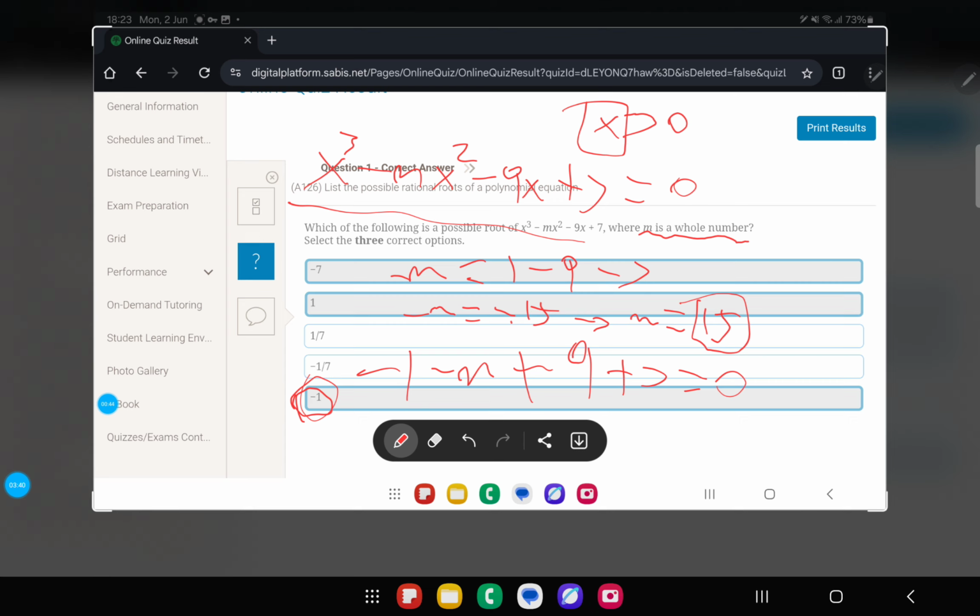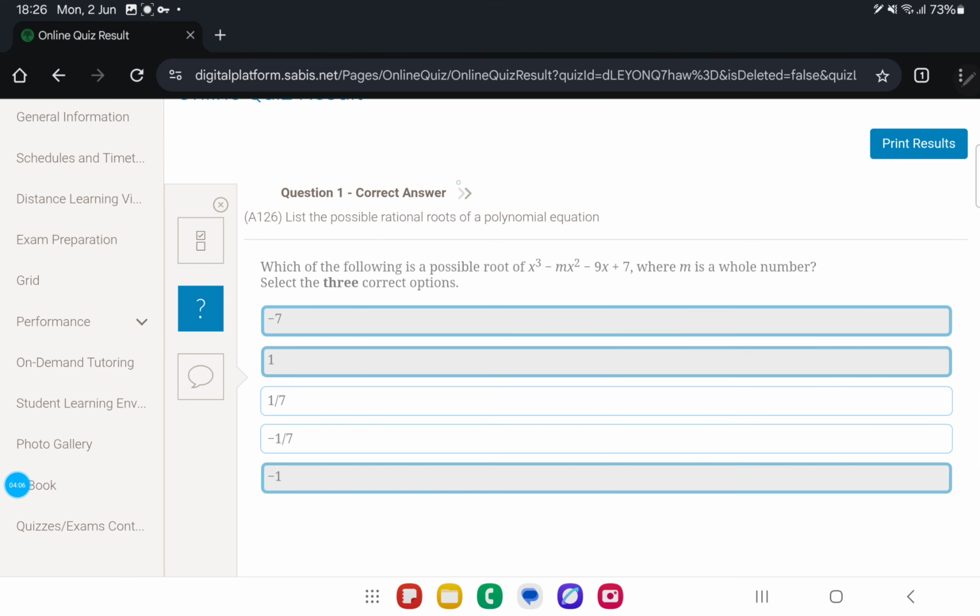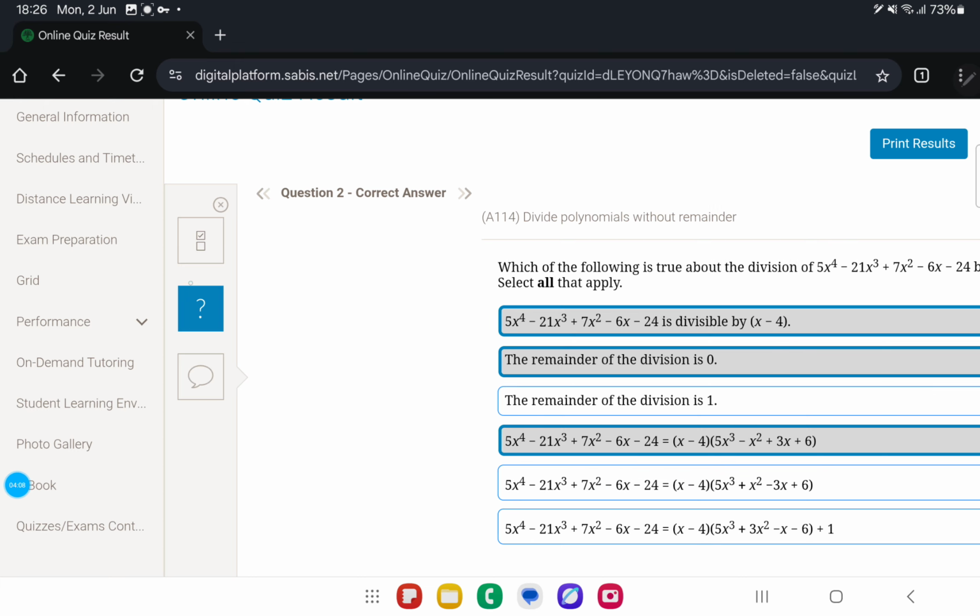Now, I'm not going to solve the other ones to avoid wasting time. The other ones all give wrong answers. They either give you negative answers, which is impossible, or fractions, which cannot work because they defy the rules for rational roots. They're not rational roots. That's basically it. So the correct answer, the quiz is wrong, so the correct answer is negative 1. That's it only. It's really, really easy.